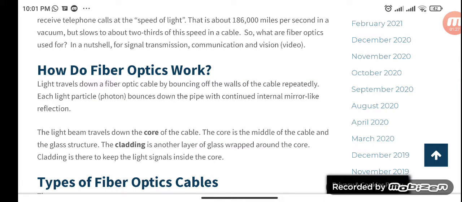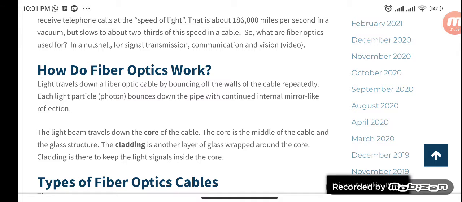How do these fiber optics work? How do these optical fibers work? Light travels down a fiber optic cable by bouncing off the walls of the cable repeatedly. Each light particle, photon, bounces down the pipe with continued internal mirror light reflection. The light beam travels down the core of the cable. The core is the middle of the cable and the glass structure. The cladding is another layer of glass wrapped around the core. Cladding is there to keep the light signals inside the core.